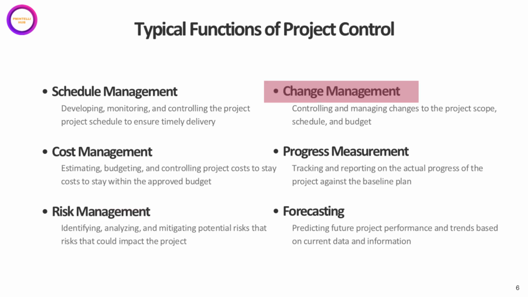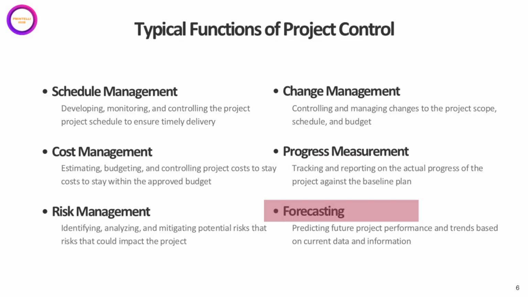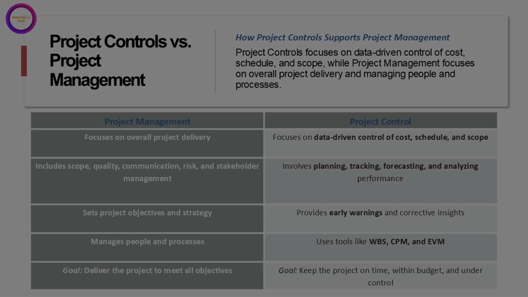Change management. This is about controlling and managing any changes to the project's scope, schedule, or budget in a structured way. Progress measurement. This involves tracking and reporting on the actual progress of the project against our baseline plan. And forecasting. This function uses current data and information to predict future project performance and identify potential trends.